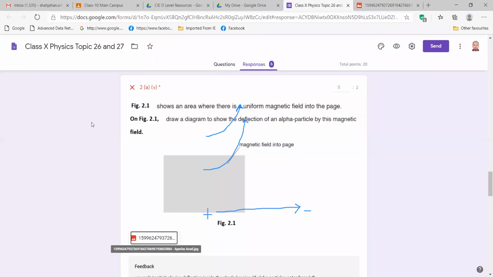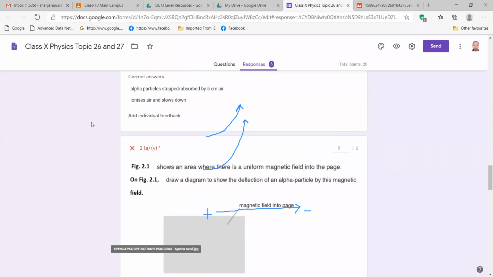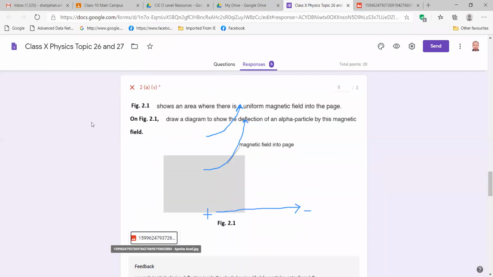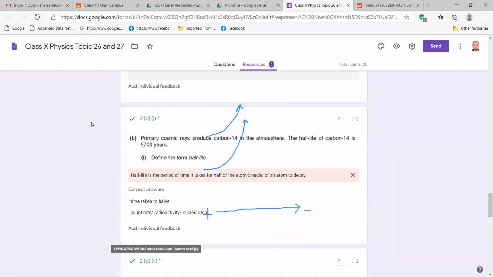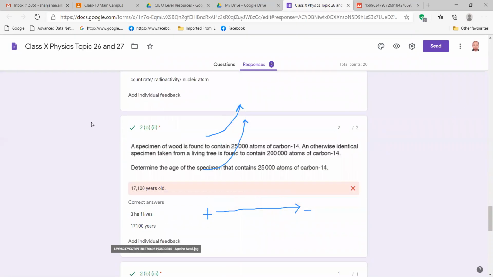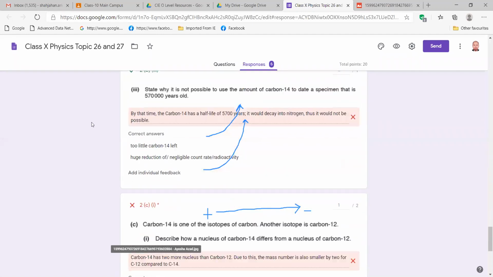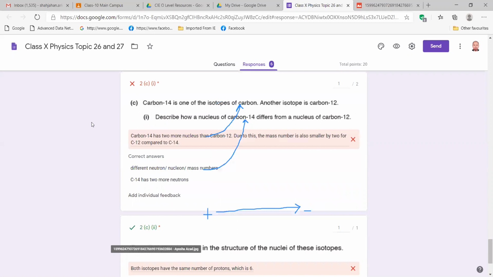Okay, so I think only these two you have major mistakes, right? Yes. So other questions, let's see. Other questions you did nicely. All are correct. You see, your half life is also correct, and this one is correct. This one you got 1 mark.